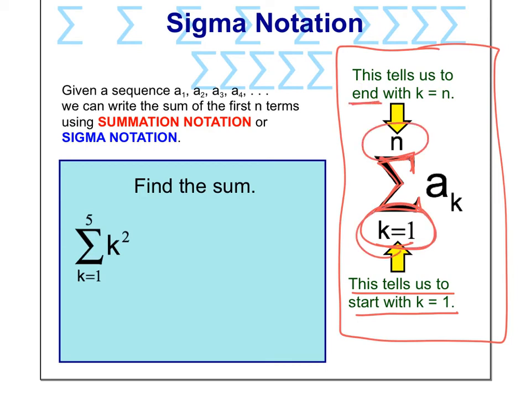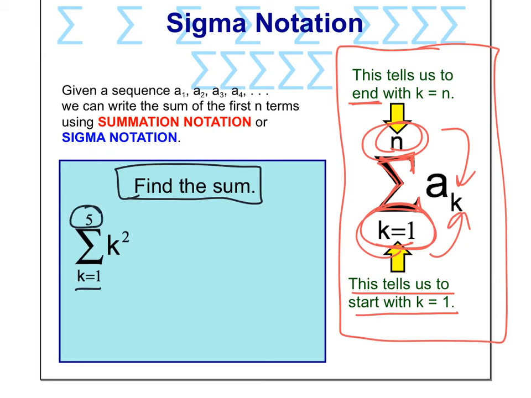So we go from 1 to n, and we plug these values into the function that's given to us. So now my focus is here on the example. It says find the sum. So let's translate this. We're going to find the sum starting with k equals 1 and ending with k equals 5, and we will substitute this into the equation that's k squared.